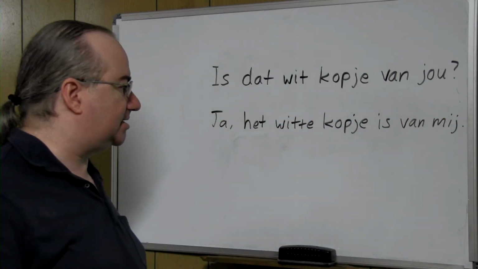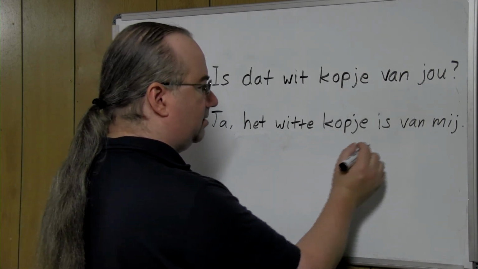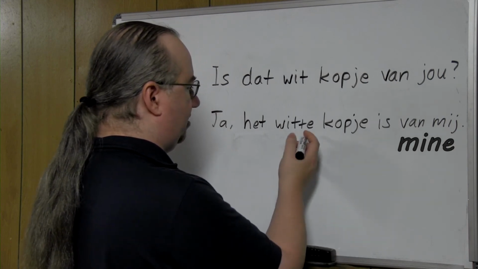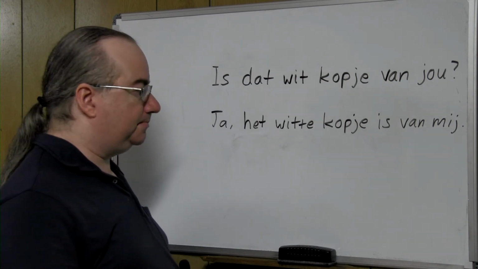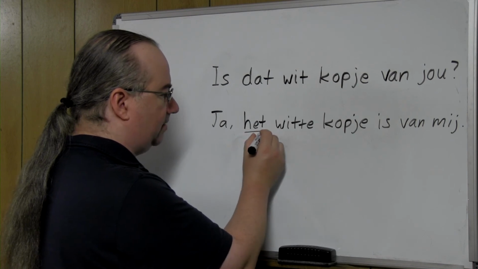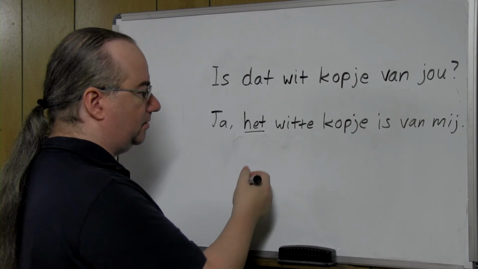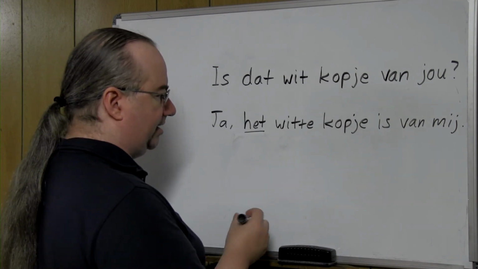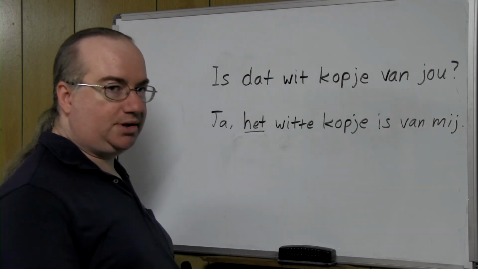Okay, so check out the second sentence here. Ja, het witte kopje is van mij. Well, why have we added an E to this? We're still talking about kopje, and it's a het word. Well, in this case, we have het right here. And anytime you have het or de right before your adjective, you're going to add an E. We also needed to spell it with an extra T here to keep the vowel length short.